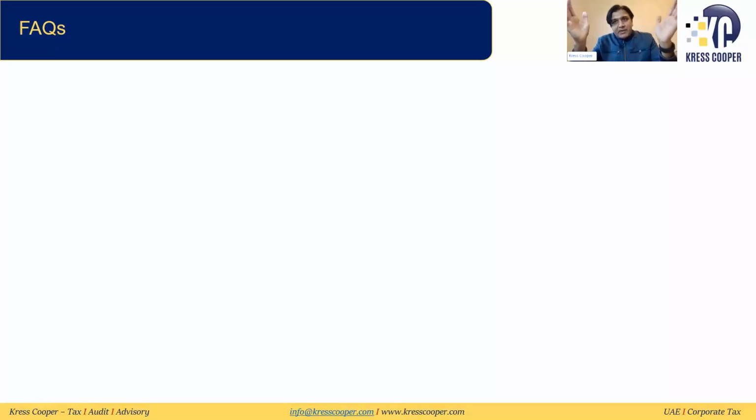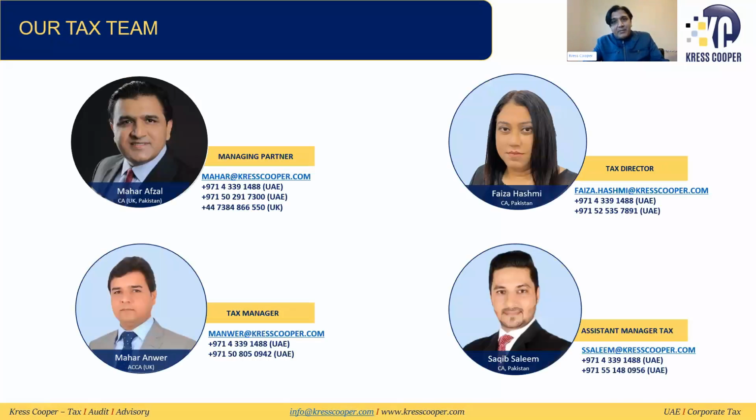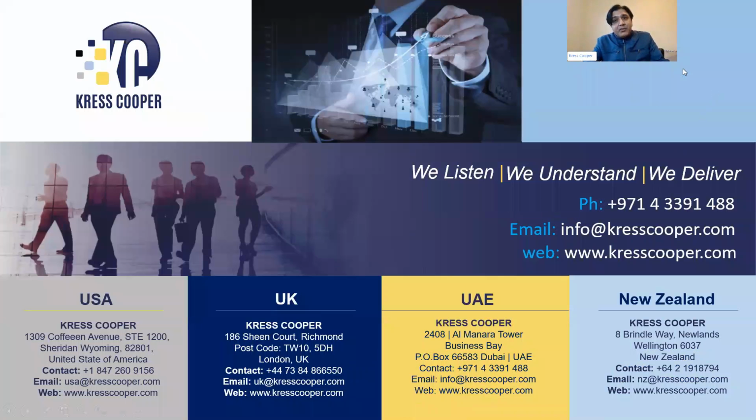This will be your tax period, and you will be liable to submit the corporate tax return within 9 months from the end of the relevant financial period. So your tax period will be 1st of January 2024 till 31st December 2024, 12 months. You will be liable to submit the tax return maximum by 30th September 2025, and you will be liable to pay the tax before this date, meaning before 30th September 2025.